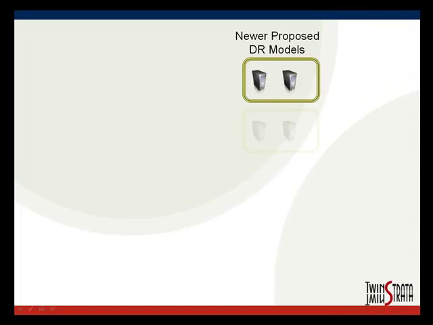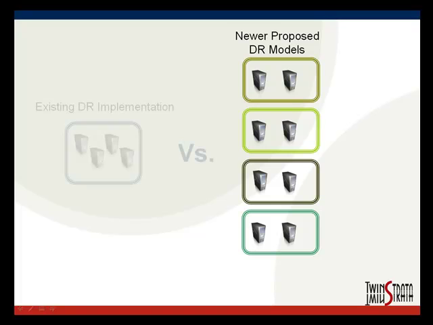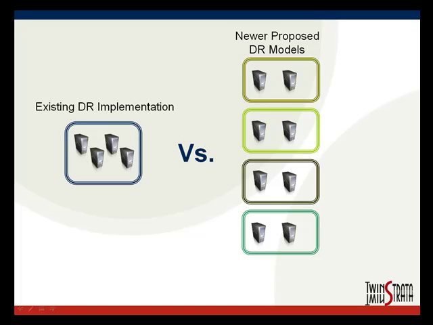One of the benefits of Clarity is the speed at which new proposed DR models can be created and then compared both qualitatively and quantitatively to existing DR implementations. It also quickly measures the potential impact of policies and proposals upon a data center's availability, uptime, and risk exposure.